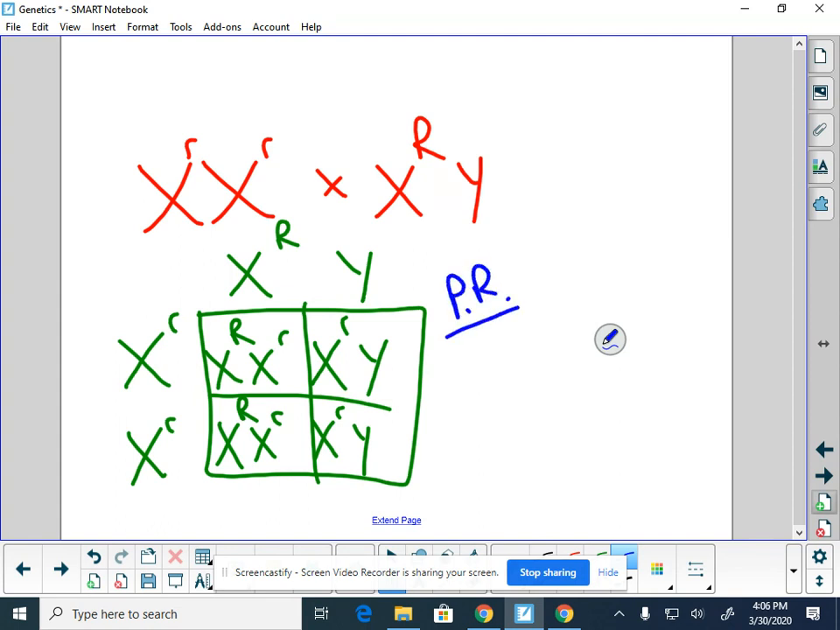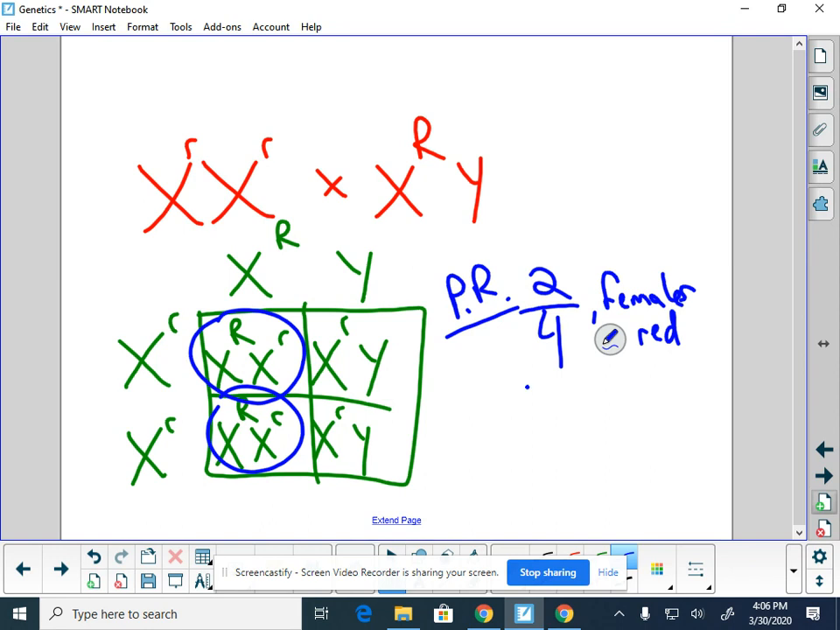And the phenotypic ratios for these can be written in two different formats. I can do the ratio for the whole entire Punnett square. So I could say 2/4 of the whole Punnett square are females with red eyes, and 2/4 are males with white eyes.